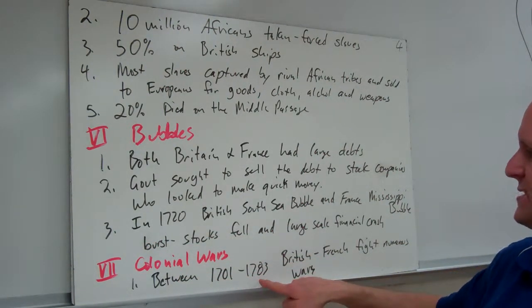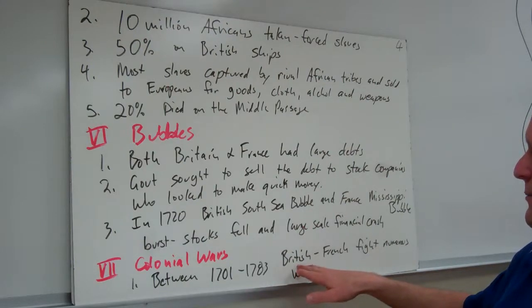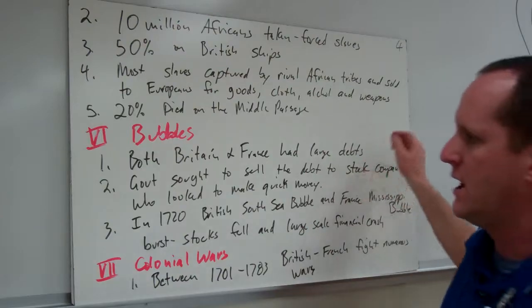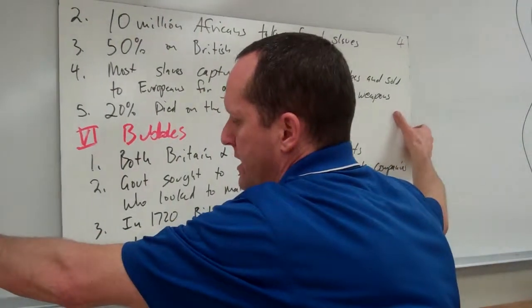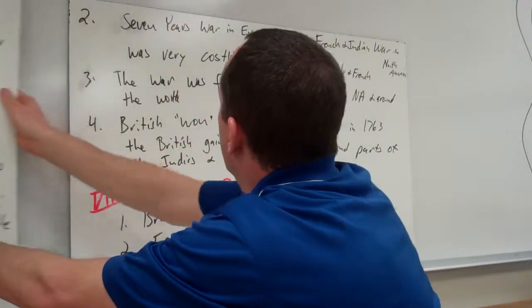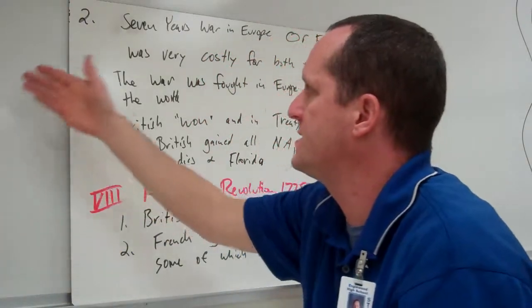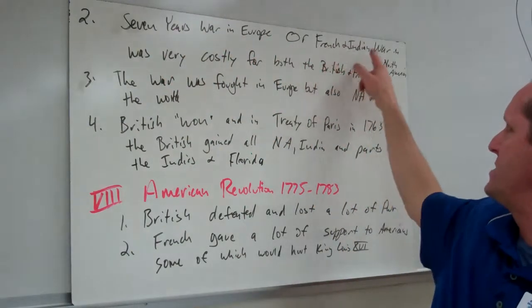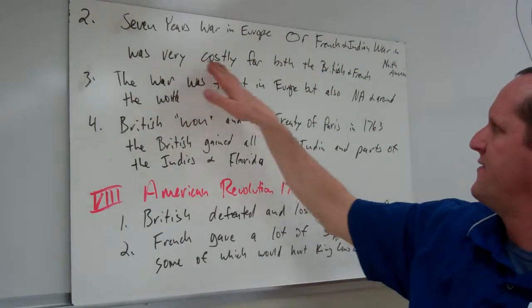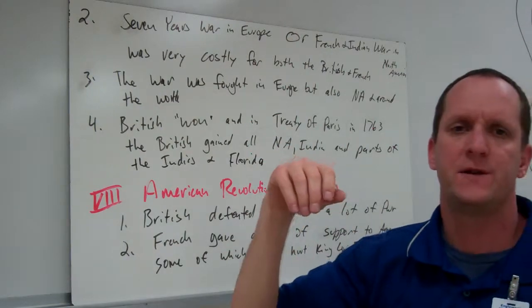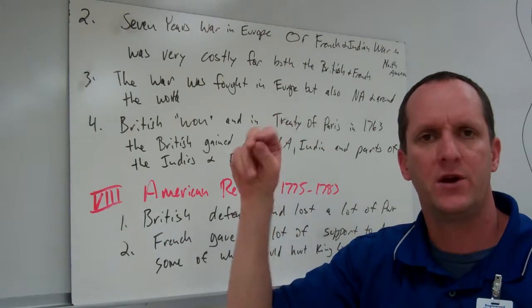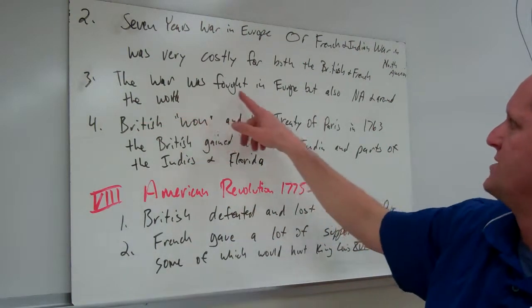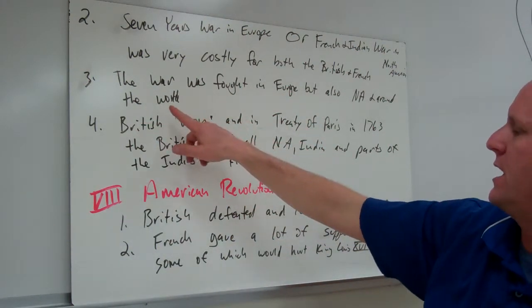Colonial wars between 1701 and 1783. There were many British and French wars between each other. A lot of it had to do with the colonies in the New World. The Seven Years' War, as it was called, and we've talked about this before, the Seven Years' War in Europe, or the French and Indian War in North America, was very costly for both the British and the French. So not only were they fighting in Europe, they were also fighting in North America. The war was fought in Europe, but also North America and around the world.